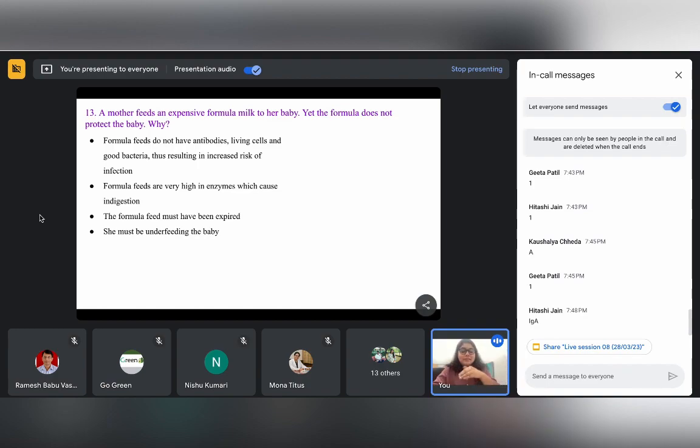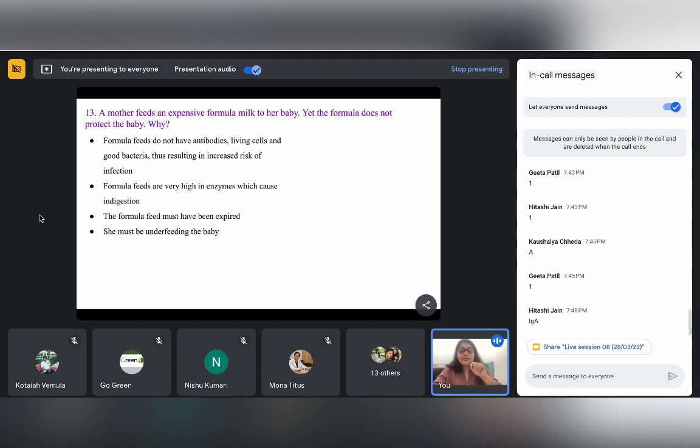Like it's not a synthetic milk, but it has been processed, right? So now these formula milk, they do not have those infection fighting properties. They do not have those factors. So number one option, formula feeds do not have antibodies, living cells and good bacteria, thus resulting in increased risk of infection. So I would also suggest you people to go back to the previous sessions.